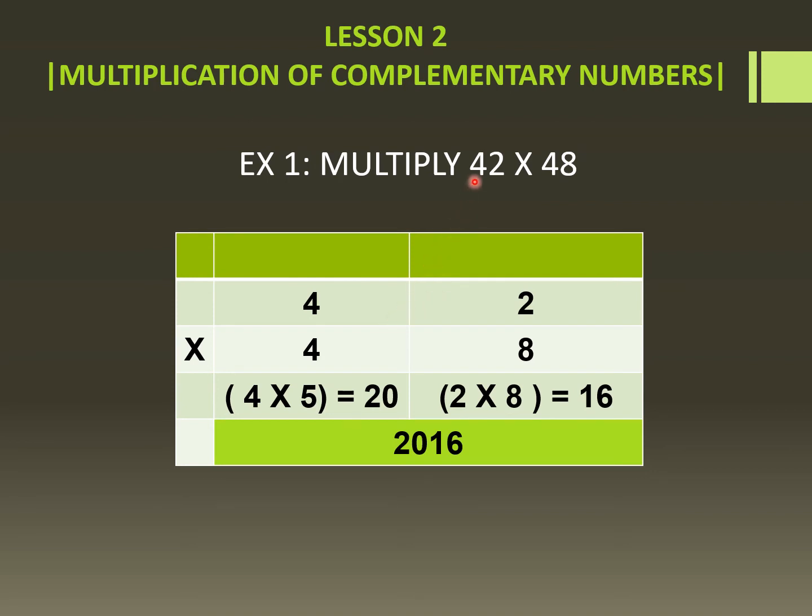To solve this, we multiply the tens place digit by one more than itself. The tens place digit is 4, one more than itself is 5. So 4 multiplied by 5 is 20. That's the first part of our answer. The second part of our answer is got by simply multiplying the units place digits 2 into 8. 2 into 8 is 16. Hence, 42 into 48 is 2016.